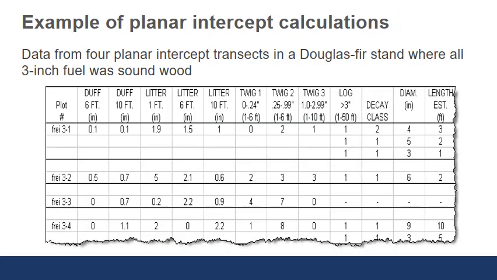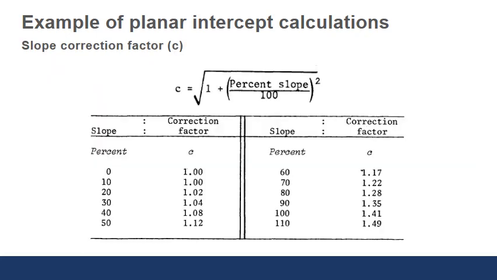For our example, we will use a data set of 4 planar intercept transects collected from a Douglas fir stand in Central Oregon. All transects were on slopes less than 10%, and all of the 3-inch fuel was sound wood. Let's now set up our calculations. The formula above is used to obtain the slope correction factor. With the table provided, we can determine that since our transects were on slopes less than 10%, our slope correction factor is 1.